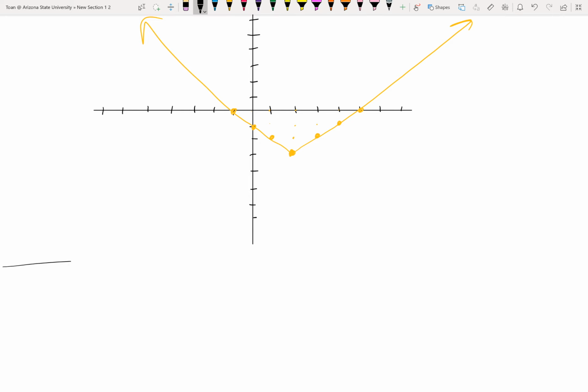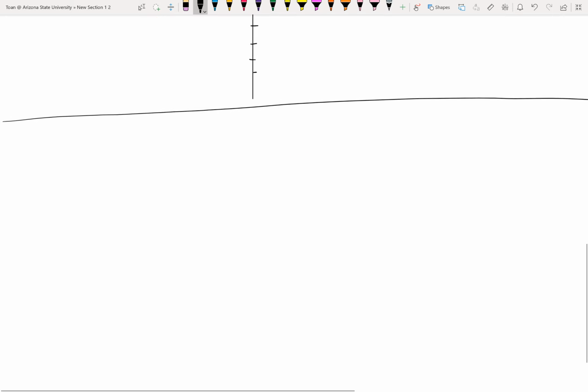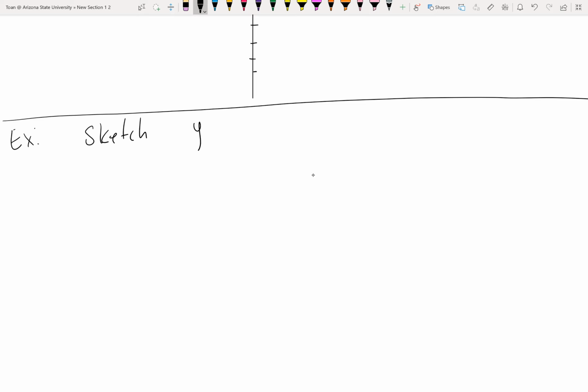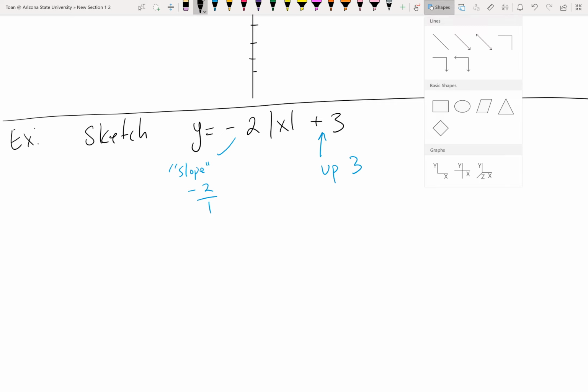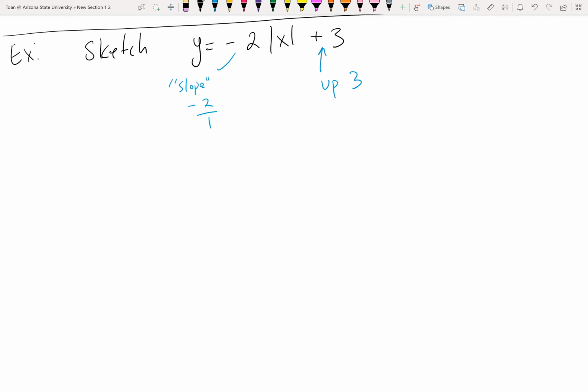Let's go ahead and do one more just so you have more than one graph in your notes. Let's sketch y equals -2 absolute value of x, plus 3. First thing I would do is read the transformations. So I have a slope of -2 over 1. Notice how there's nothing adding or subtracting to the x, so there is no left-right movement, and you don't have to worry about that. But I do have an up 3. Those are the only transformations present, so let's make our coordinate system.